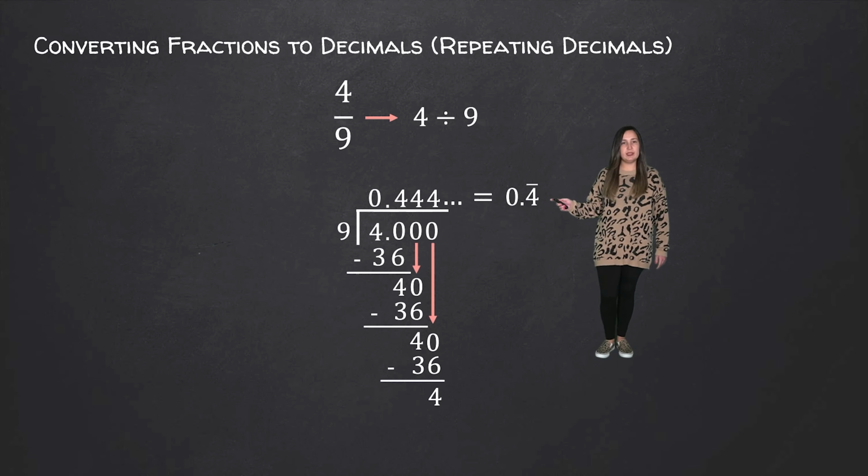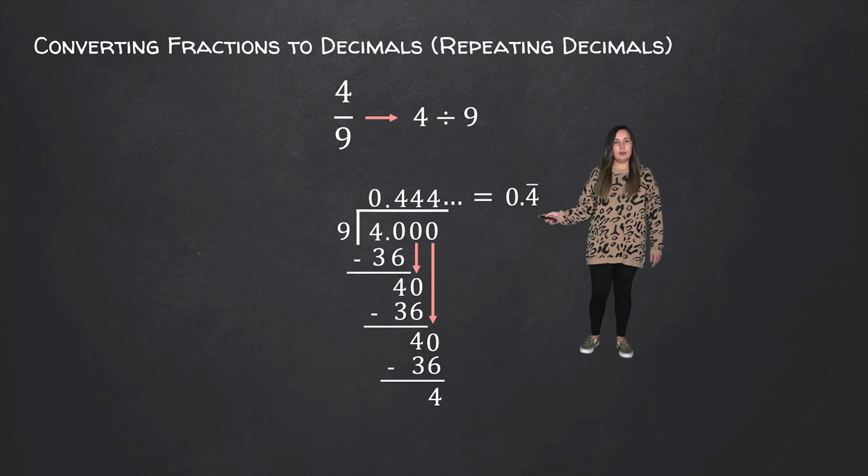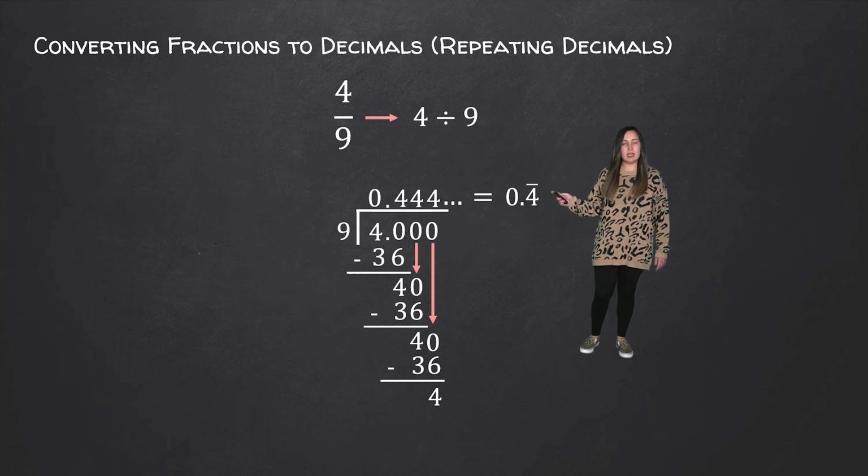So we're going to write this as a repeating decimal, where we write 0.4 with a line on top representing that the 4 keeps repeating on and on and on forever. So 4 over 9 is equal to 0.4 with a line on top showing that the 4 will keep repeating forever.